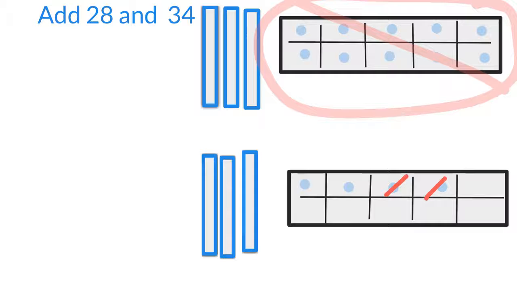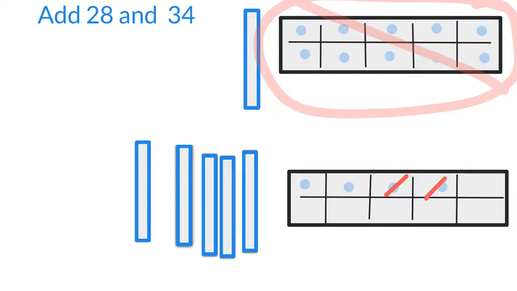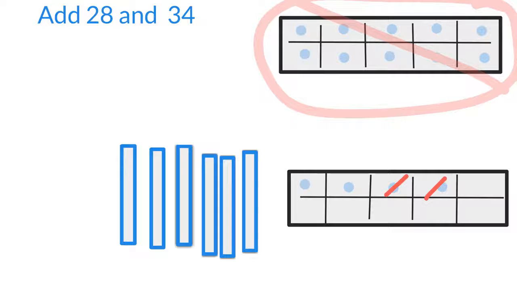Now, the tens are going to work together. We're not going to see these as 3 tens and 3 tens. We're going to be combining them to make 6 tens. So we have 6 tens and then 2 ones left over. So adding 28 and 34 is now going to give us the answer of 62.